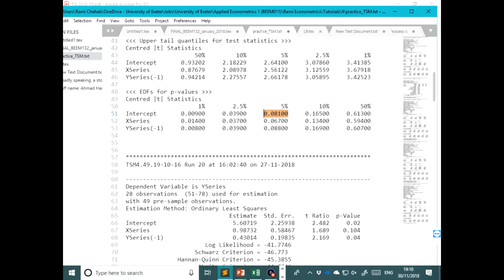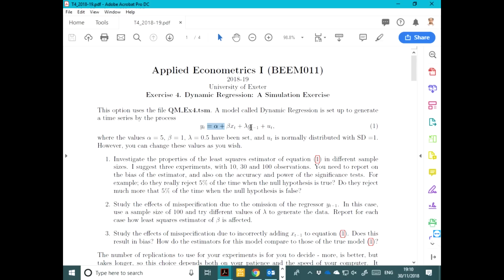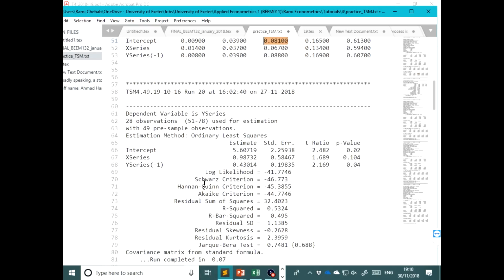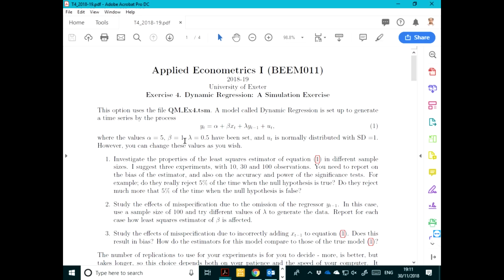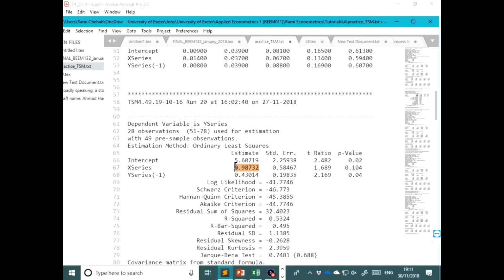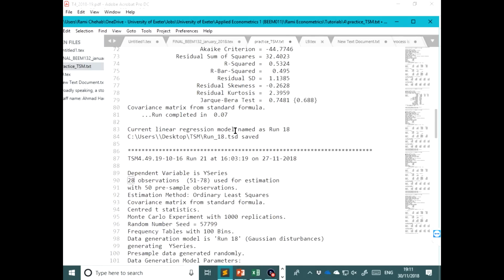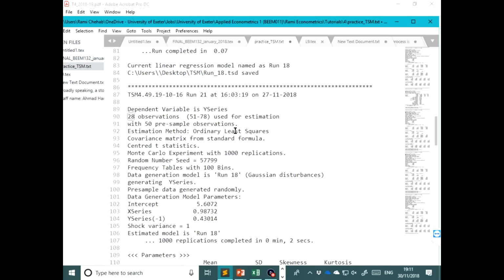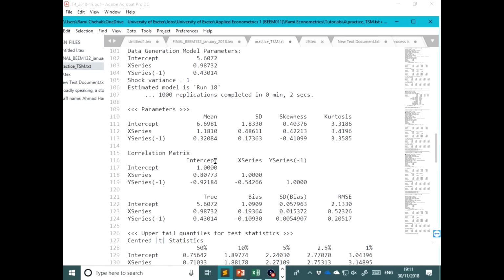If we go again to the question, what will happen when we have more observations? So the next experiment is we have 30 now. If we run with 30 observations, you will see that our intercept is closer to 5. Our beta, which is here, as you can see, beta is equal to 1 and lambda is equal to 0.5. You can see that this is very close to 1 and this is very close to 0.5 with 30 observations. So this is 28 observations, the same as 30 observations. And you can see the results over here.